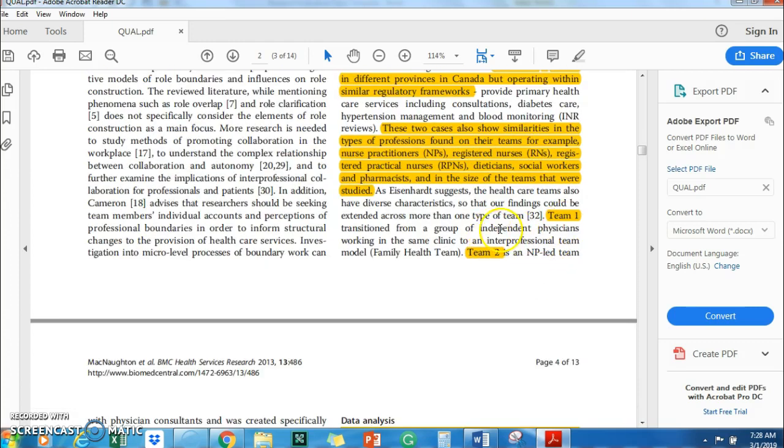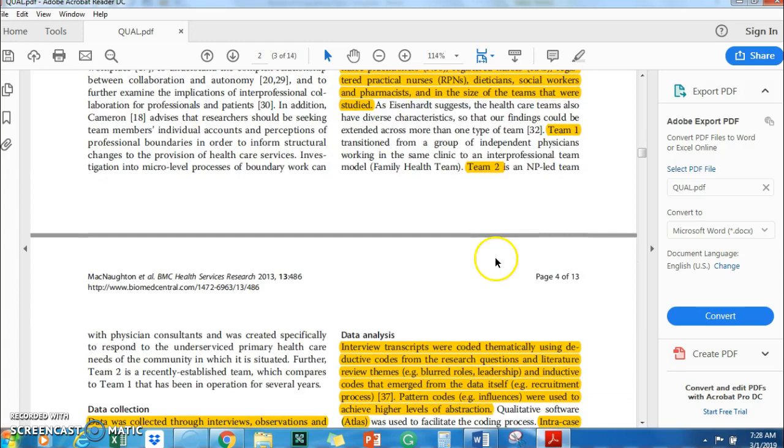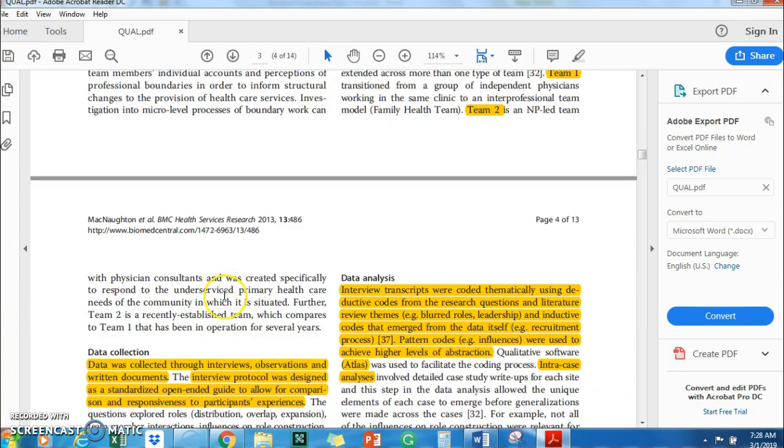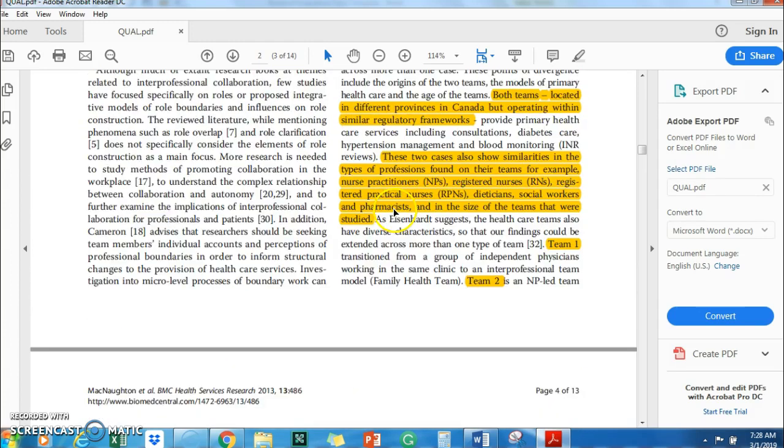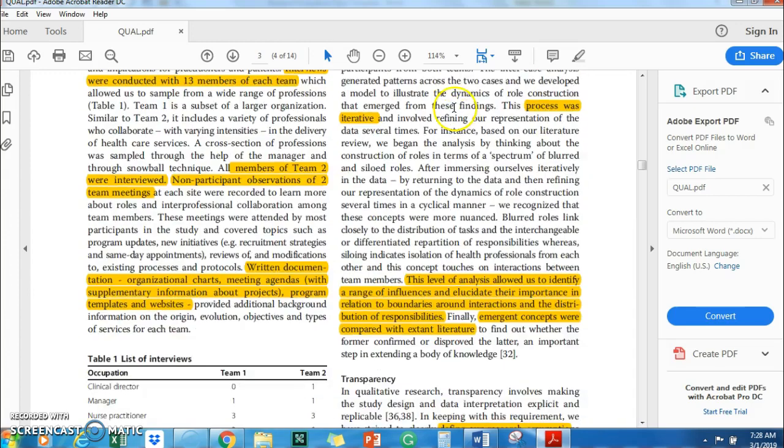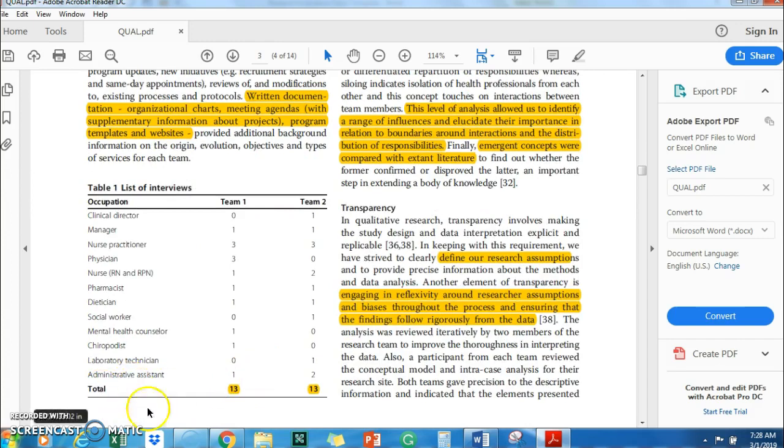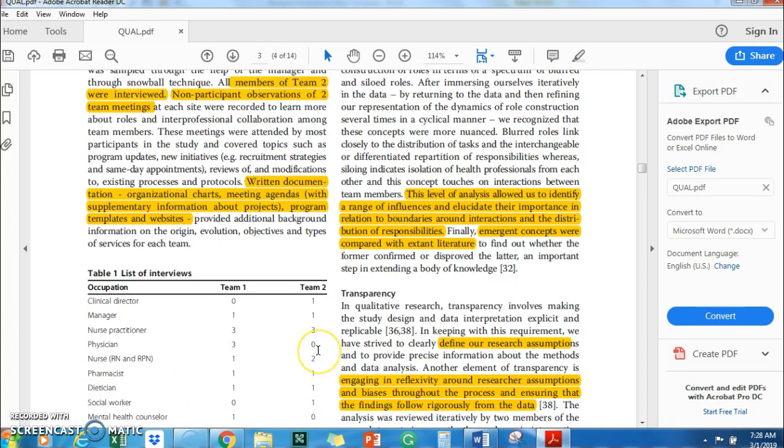Here's team 1. It was independent physicians. Team 2 was an NP-led team. And that is important information. So that is your setting. And here is where I found the N. Team 1 was 13, Team 2 was 13. So it's an N of 26.